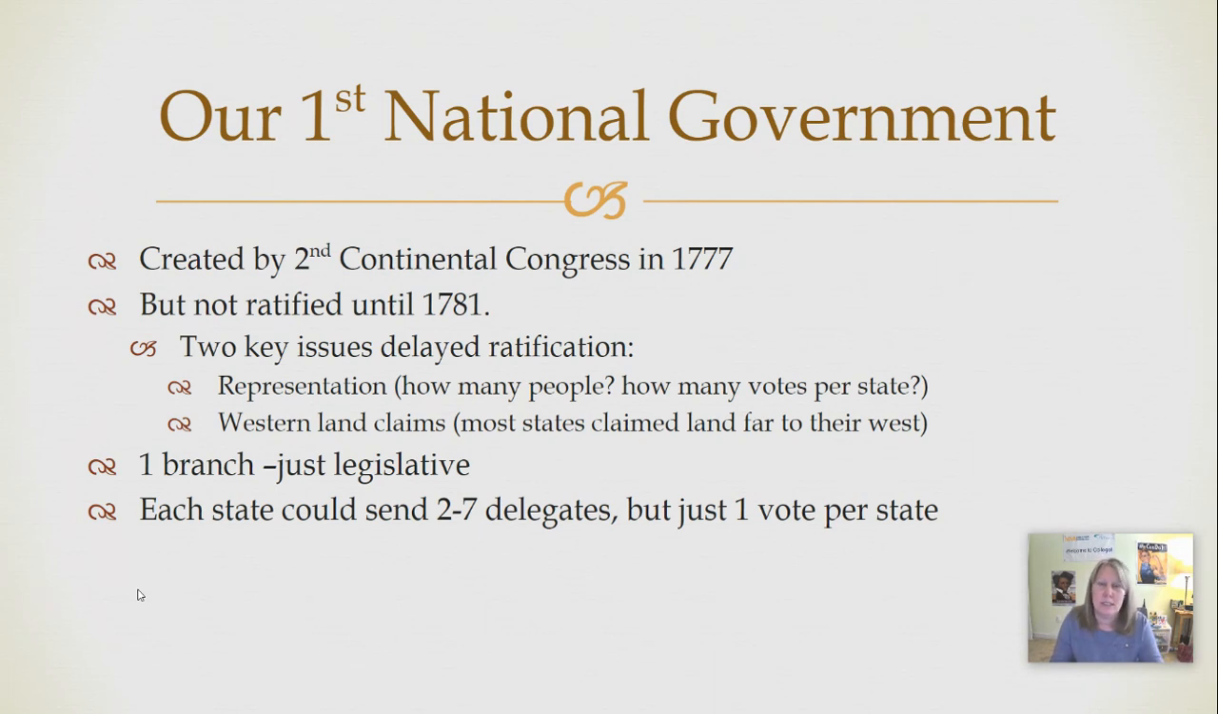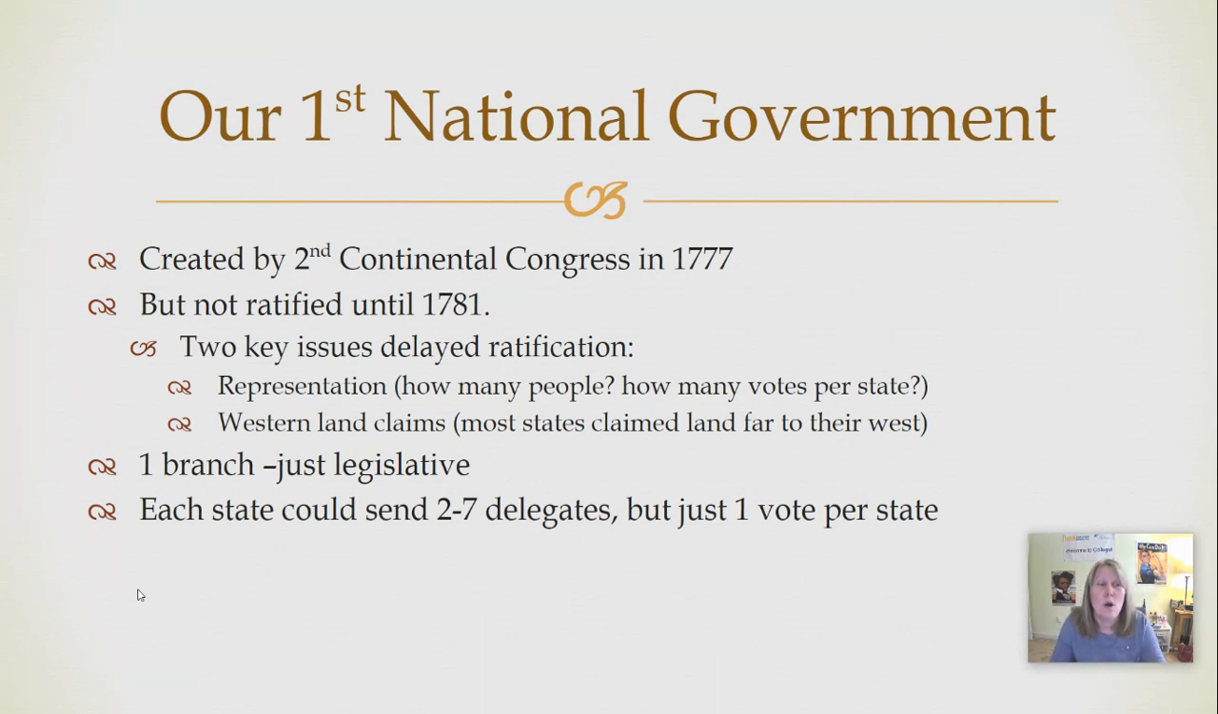One was representation. How would each state in this new national government, notice we're saying state now and not colony, how would each state be represented? How many votes would each state get? And then what about the claims that lots of states had to their territory far west of their normal colonial boundaries? I'll show you a map and explain that.